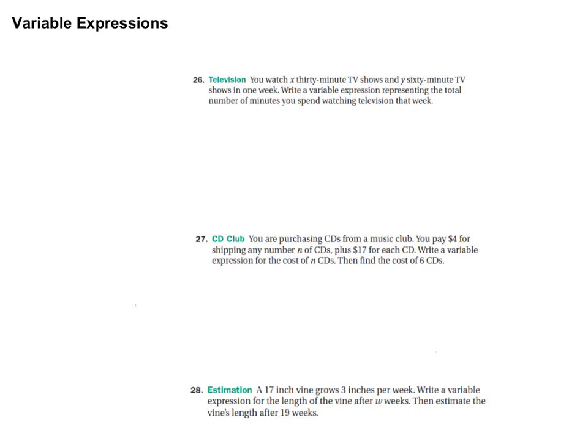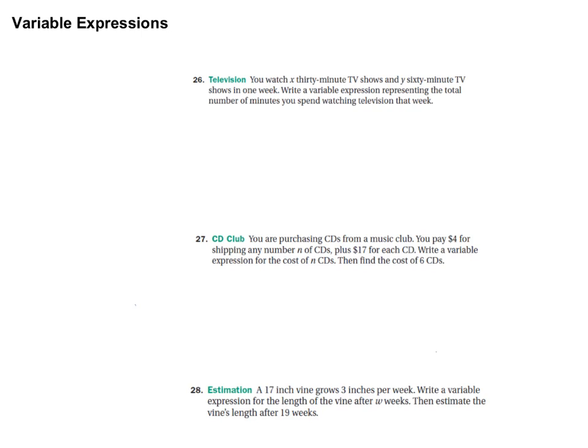Okay, let's think about number 26. It says you watch some 30-minute TV shows and some 60-minute TV shows, and we need to write a variable expression to represent the total. Let's just think. In real life, if you were to watch 3 30-minute shows, you'd multiply 3 times 30. Let's say you watched 5 60-minute TV shows. You'd multiply 5 times 60, and you'd add the 2 together. So let's write a variable expression similar to that.